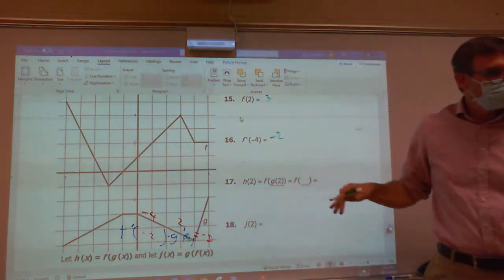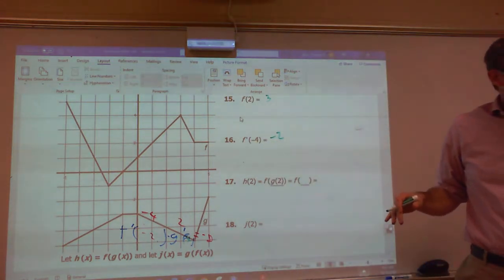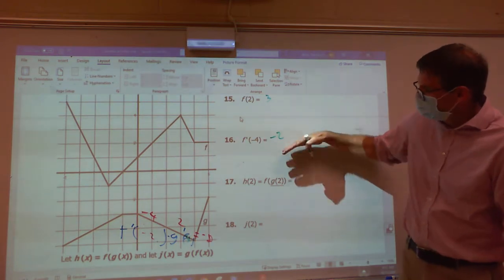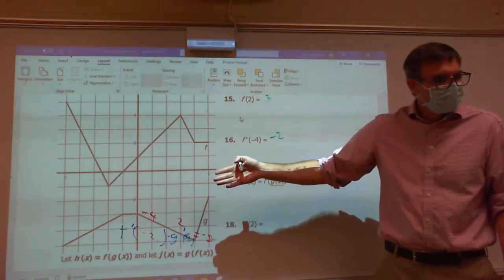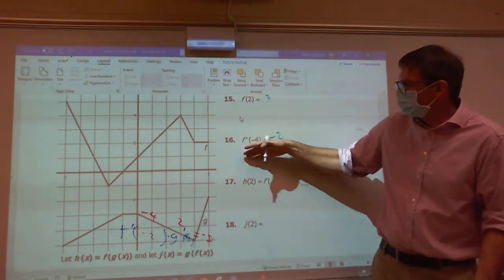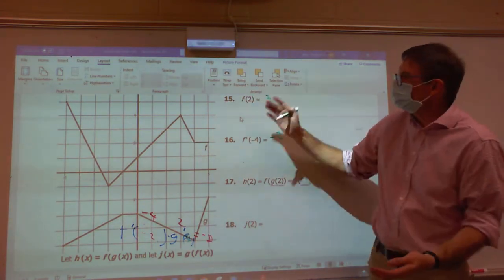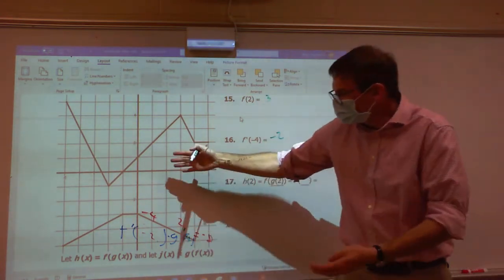Are we okay with that part? So if it's f or it's g, if I talk about f of 2 or f prime of whatever, or I talk about g of 2 or g prime of whatever, we can just look at the values.